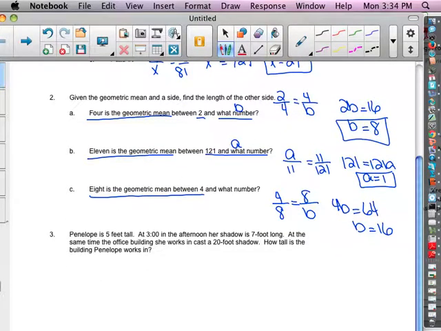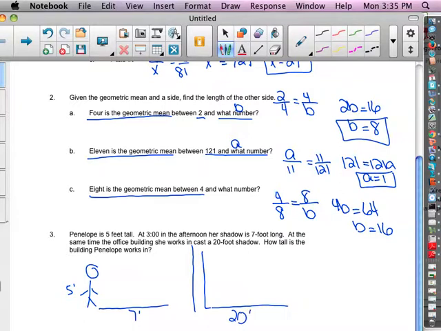Okay, next problem says Penelope is 5 feet tall. So here she is, 5 feet tall. And at 3 in the afternoon, her shadow is 7 feet long. At the same time, an office building casts a shadow. So here's our office building. Casts a shadow that is 20 feet long. We want to know how tall is the building.